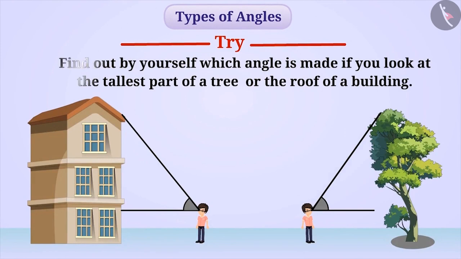Now try to find out by yourself which angle is made if you look at the tallest part of a tree or the roof of a building.